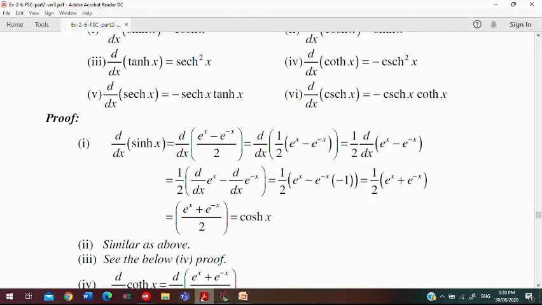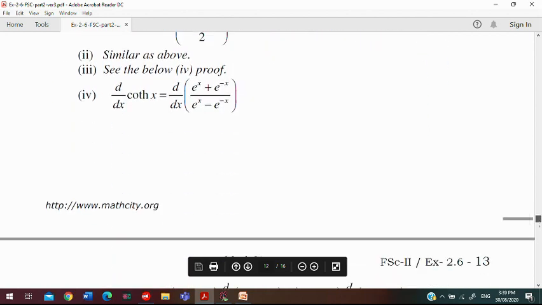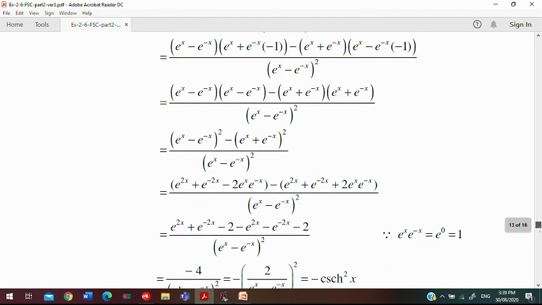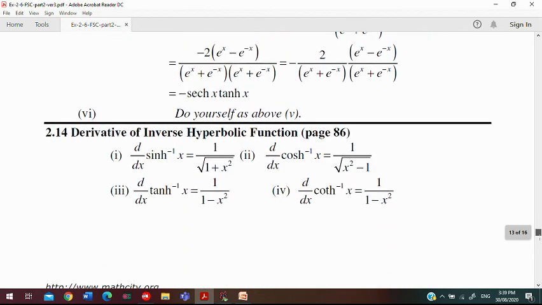Now move to exercise 2.6. In exercise 2.6, you have question number 3, in which you have to find dy by dx. I will show you question 3 over here. These are the different proofs. You can see all the proofs from these notes.